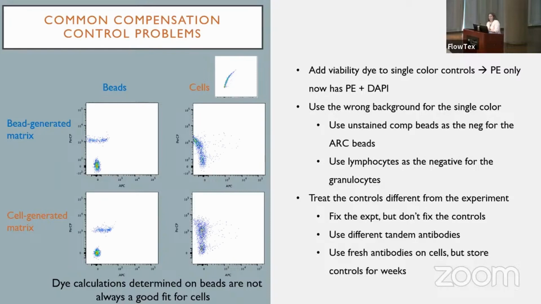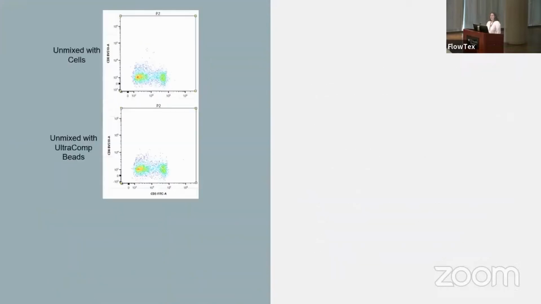So anyways, you don't want to treat them separately. So if you're going to fix the experiment, right? So you're going to do some intracellular staining. If you need to fix and perm, you're going to want to use that same fixative and the same sort of buffer solutions on the single cell controls so that things like the tandems and the fluorochromes are all fluorescent and behaving exactly the same. And then my favorite is if you're going to use fresh antibodies on the cells, you may not want to use compensation controls that have been stored for a week.